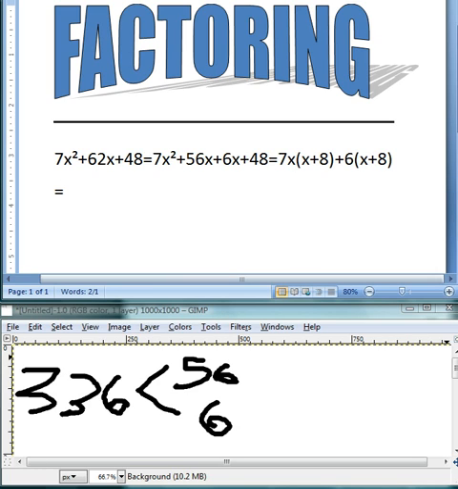The next step is to simplify it into this problem right here, which would be your final answer, because you can take the 7x and the plus 6, put that into one parentheses. Not sure how this works exactly, but it does. And then when you have the x plus 8 equal to each other, you take that into another one, and that's your factored result.